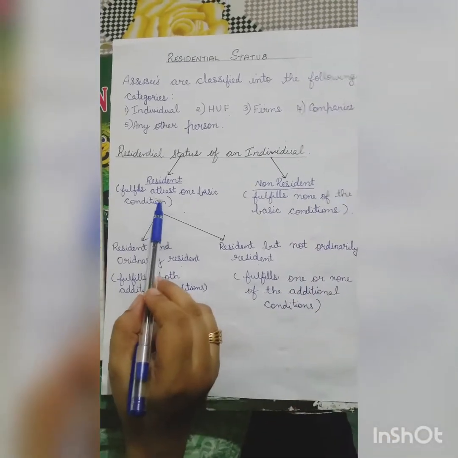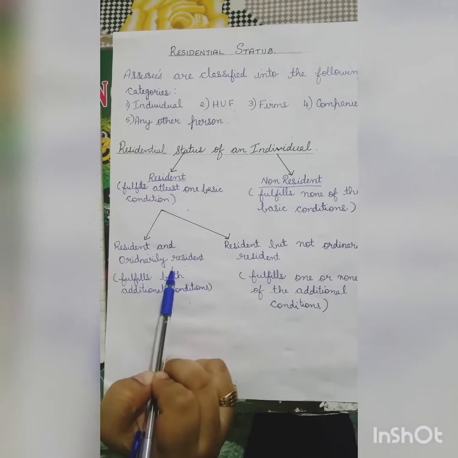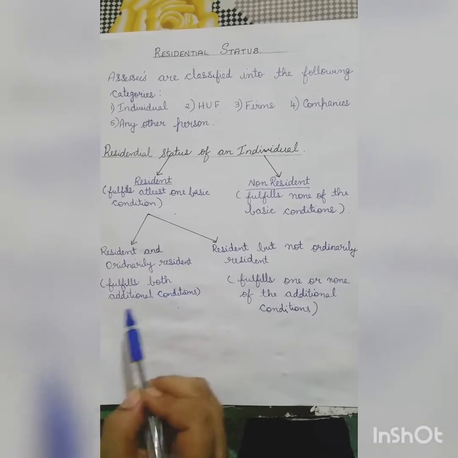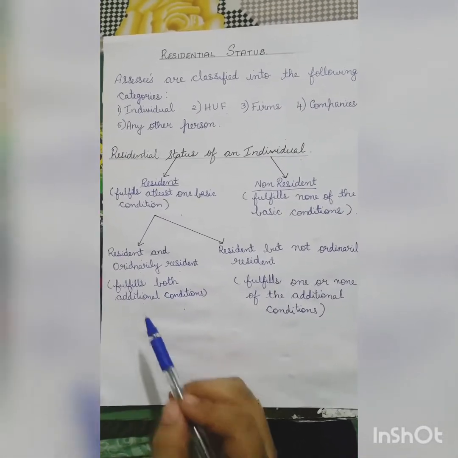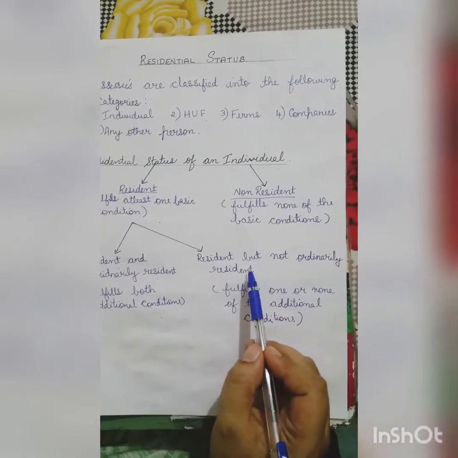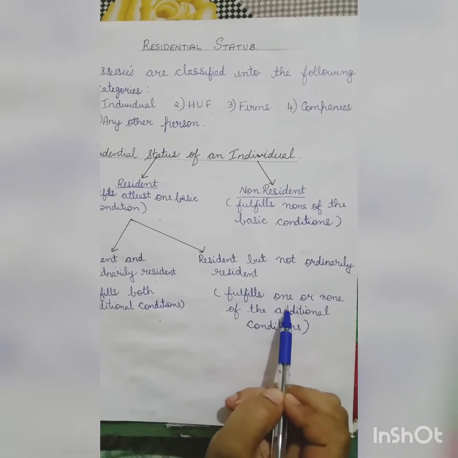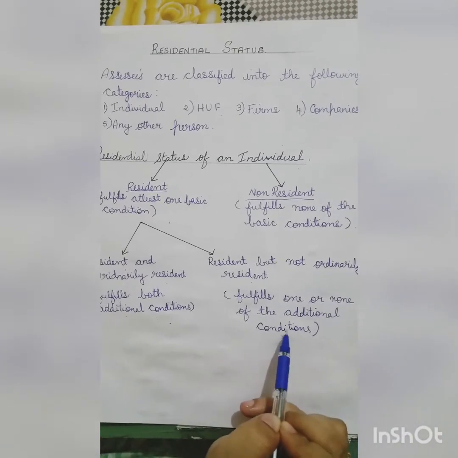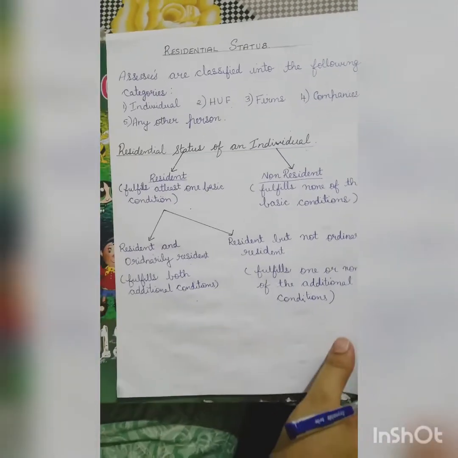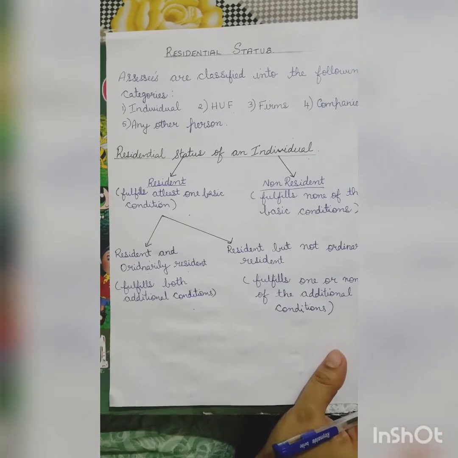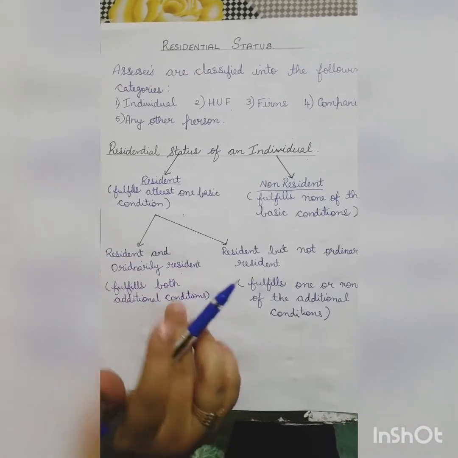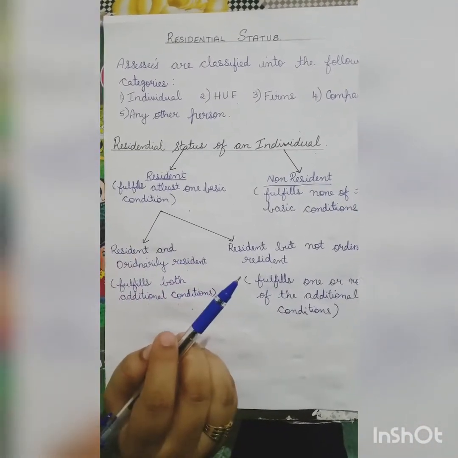Again, for a person to be called a resident and ordinarily resident, he should fulfill both the additional conditions. And for an individual to be called a resident but not ordinarily resident, he should fulfill one or none of the additional conditions. Okay. So these are the general conditions to determine the residential status of an individual.